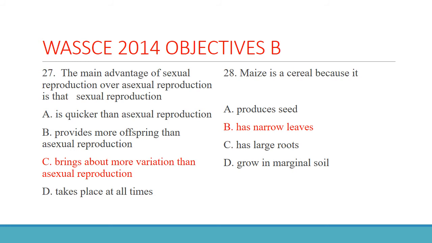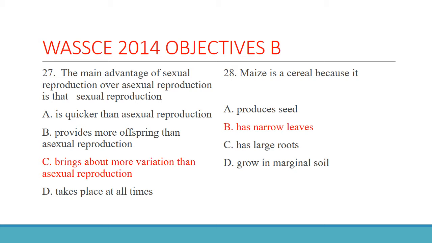Question 27. The main advantage of sexual reproduction over asexual reproduction is that sexual reproduction is what? Now, let's understand sexual reproduction is a type of reproduction in which there is fusion of both the male sex cell and the female sex cell together to form a zygote. Or I can say that sexual reproduction involves two individuals. And then we have asexual reproduction. That one involves just one individual.